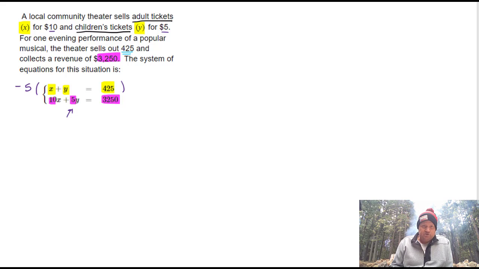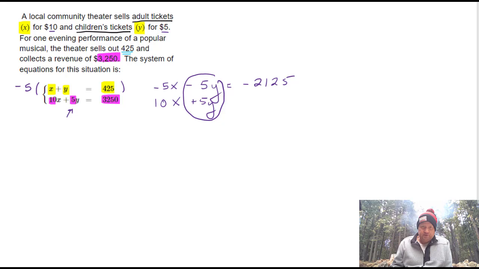So this equation, if I distribute the negative 5, is going to become negative 5x minus 5y equals, let me do some quick math in my head, negative 2,125. Let's hope I didn't make a mistake there. And I'm going to copy the bottom one down. So that's 10x plus 5y, and there we go. We're going to get rid of the y's. Those are going to turn to zeros. And that's positive 3,250. There are no more y's, but that's only 5x.